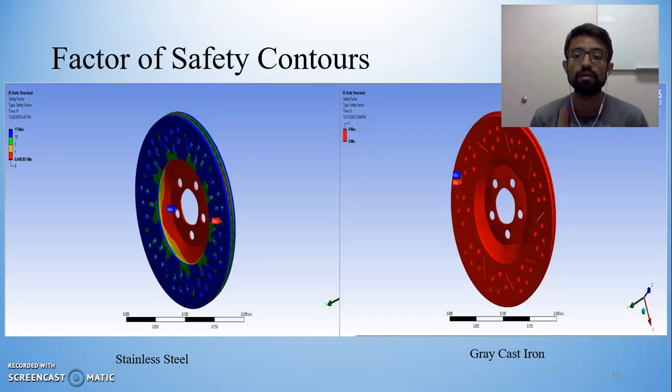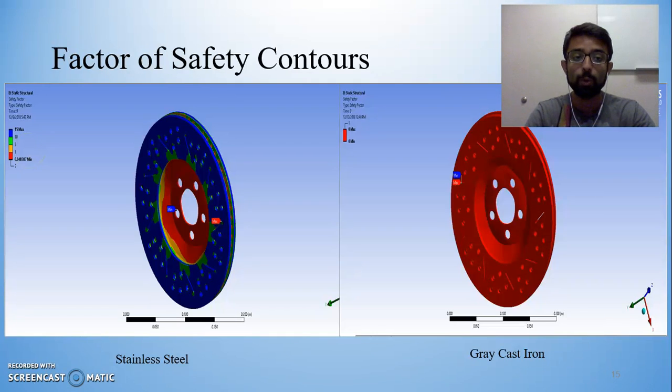Moving on, these are the factor of safety contours for different materials. As you can see on the left, we have the factor of safety contour for stainless steel. Over here, the highest factor of safety we derived is 15, which is along the outer edge, which is where the stresses were the least. And it's the least, which is around 0.04, along the hub of the disc brake, where the stresses were highest.